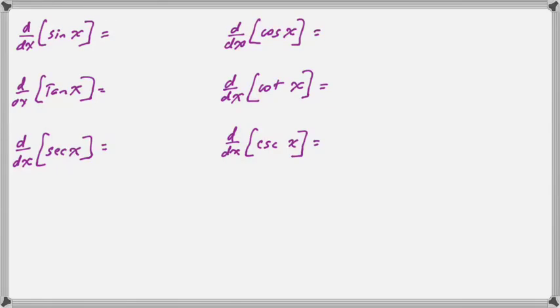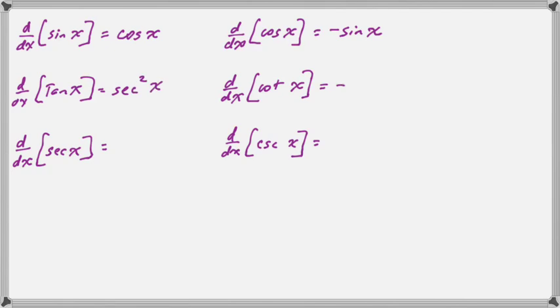These are the 6 trig functions, and we're going to find their derivatives. Derivative of sine is going to be cosine. Derivative of cosine is negative sine. Derivative of tangent is secant squared.